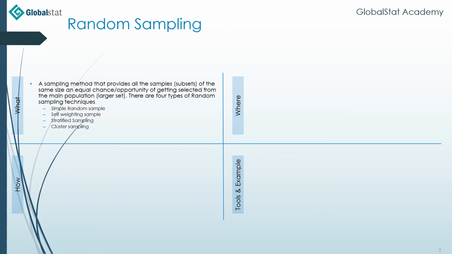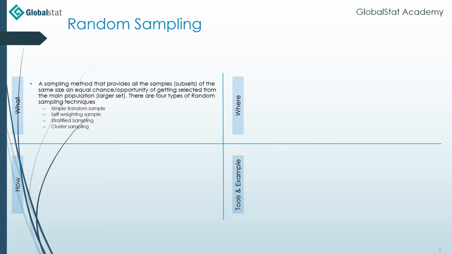So how many types of samples are there? There are 4 types of random sampling: simple random sampling, self-weighting sample, stratified sampling, and cluster sampling. Apart from these 4 sampling techniques, you can also have systematic sampling and convenience sampling, correct? Now we are going to discuss what exactly simple random sampling means.